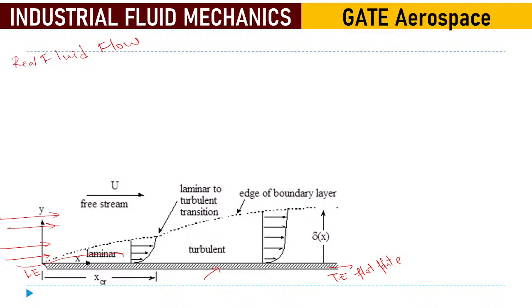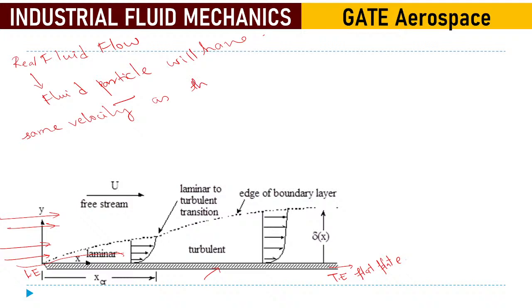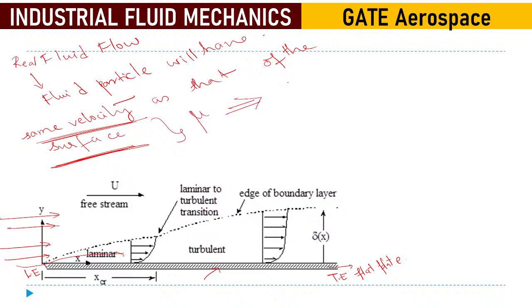The fluid particle will have the same velocity as that of the surface. So when the fluid is flowing over this body, the particle velocity and the surface velocity are going to be the same. And why? Only because of the viscosity. When this happens, this is known as the no slip condition. You should understand what the no slip condition is, in your numericals or some other part.